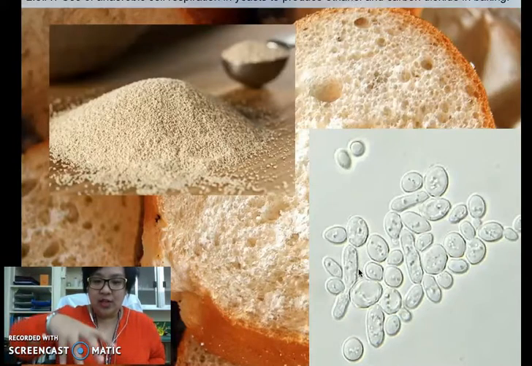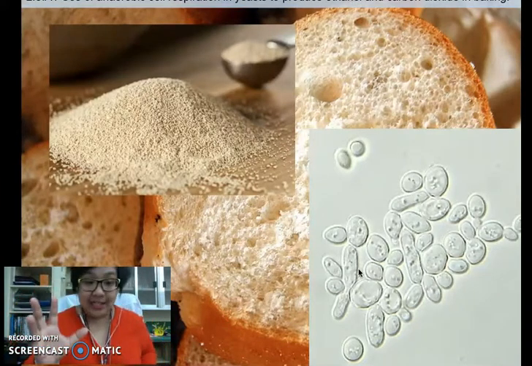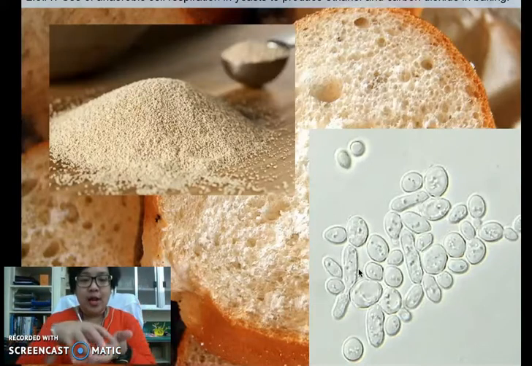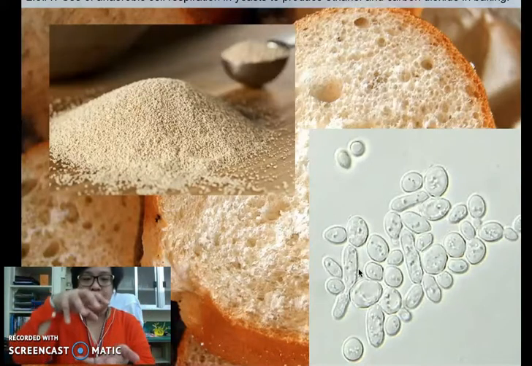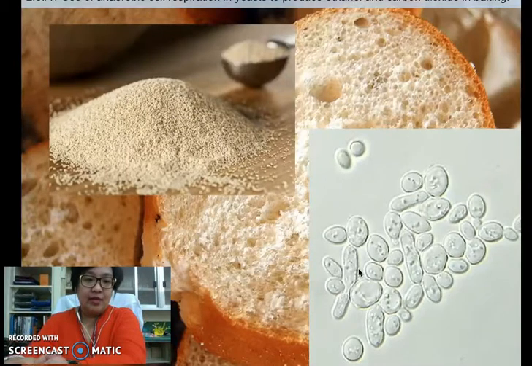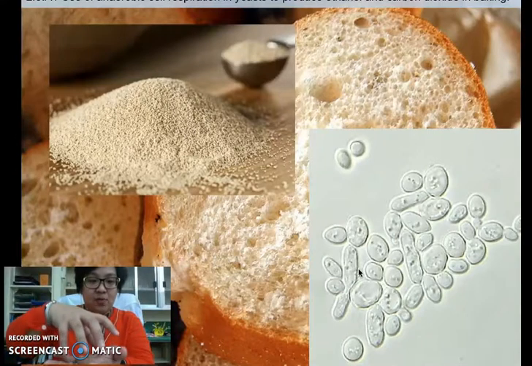So the dough will actually rise. It's rising because as the yeast is respiring, it's producing CO2 gas. Okay, so that gas is trapped in your dough and it rises. And when you bake your bread, the ethanol will obviously evaporate because the temperature is really hot. But CO2 that's trapped inside the bread will rise in the bread as you're baking it.